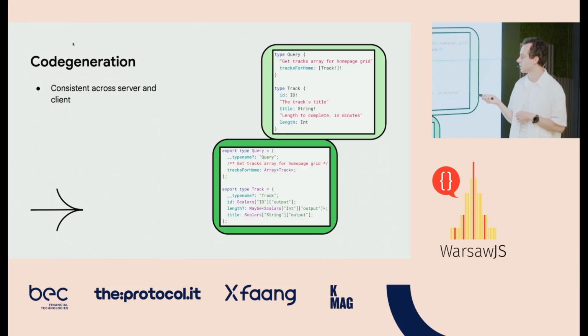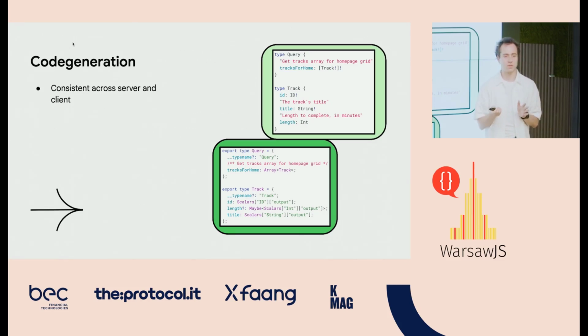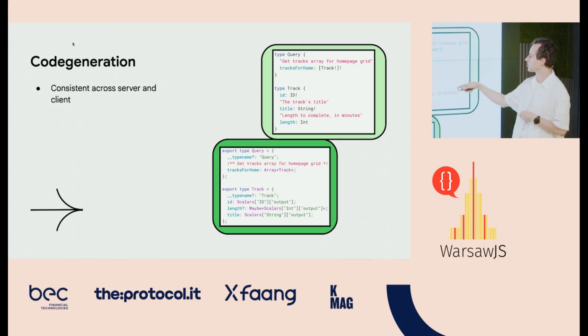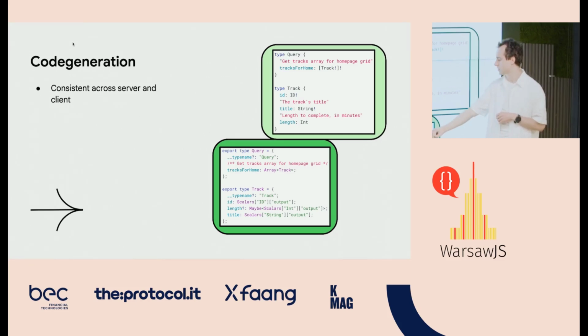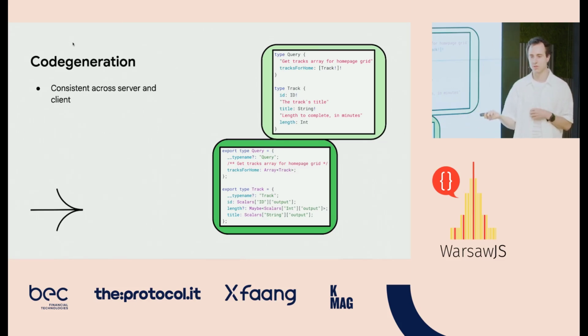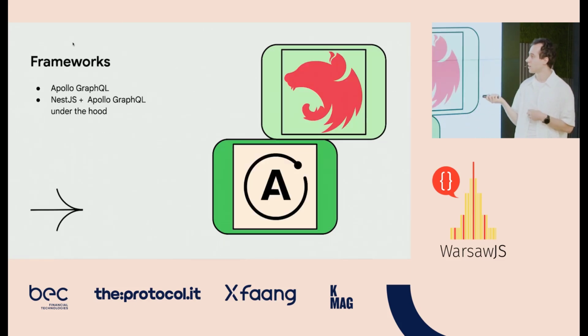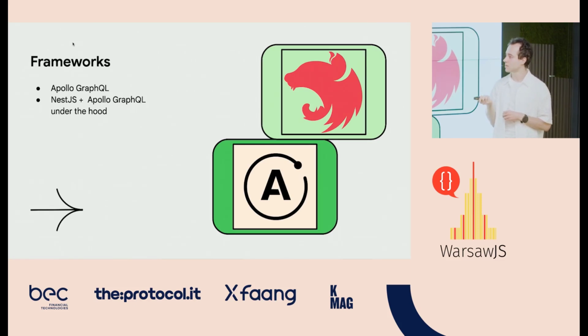Code generation. It's another nice thing. Most likely, if you use GraphQL, you'll have something more or less consistent across server and client, and you can just play with those schemas. So let's say this is whatever your GraphQL query, your GraphQL file, and it will generate code for you. You'll just share it with your teams. It's supported by major frameworks like Apollo GraphQL and Nest.js, which uses Apollo GraphQL under the hood and just adds some magic sauce.